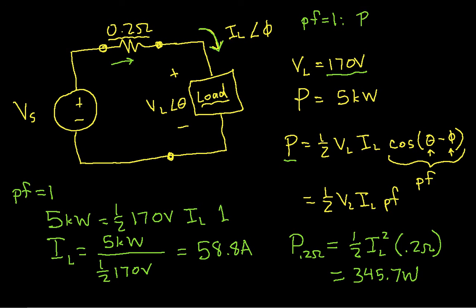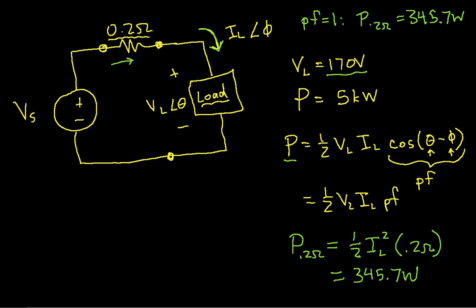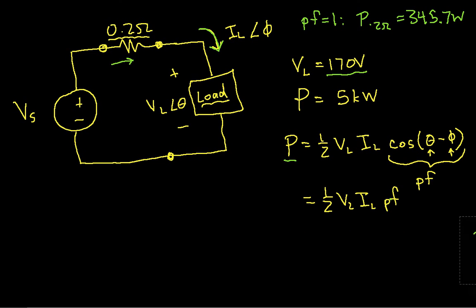Okay, so with a power factor of 1, the power in our 0.2 ohm resistor is 345.7 watts. Okay, so far so good. Let's see what happens if we have a power factor of 0.7. Okay, so with a power factor of 0.7, again, I need 5 kilowatts.